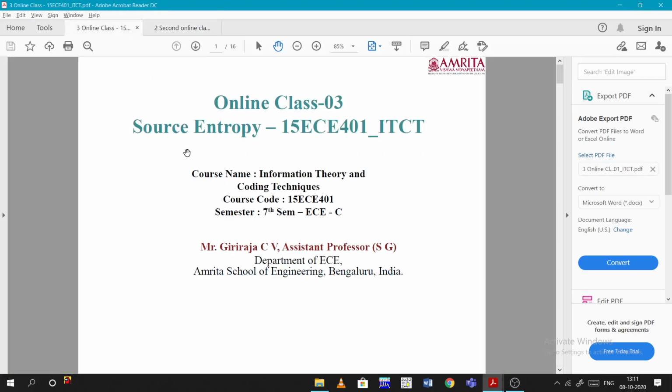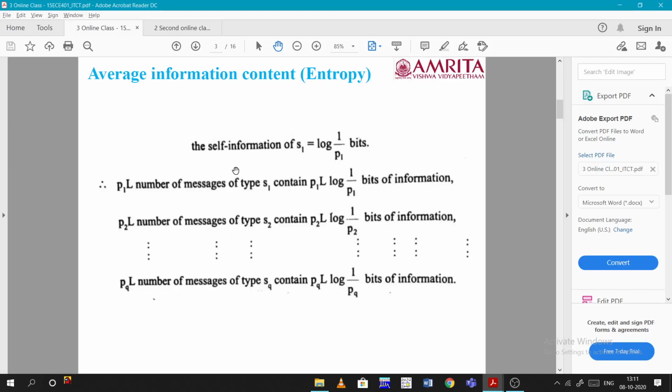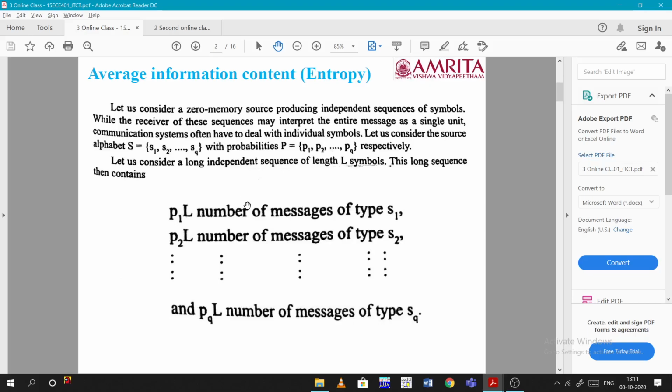So now coming to how we can mathematically calculate all this. Let us take a situation where there are q symbols represented as s1, s2, so on up to sq, with corresponding probabilities p1, p2, so on up to pq. L is the length of the sequence. Let us consider a long independent sequence of L symbols. This long sequence then contains P1 into L messages of S1.